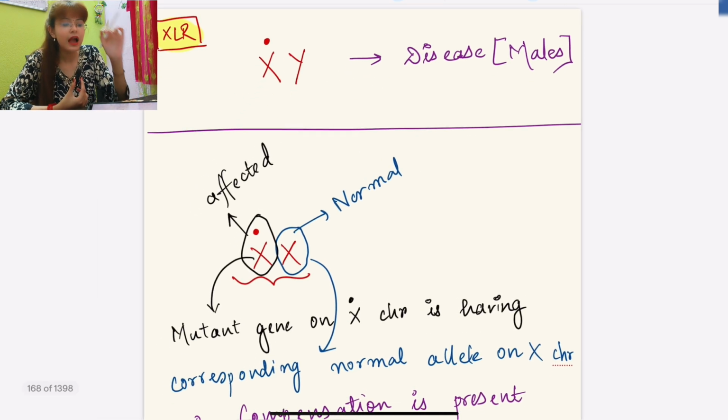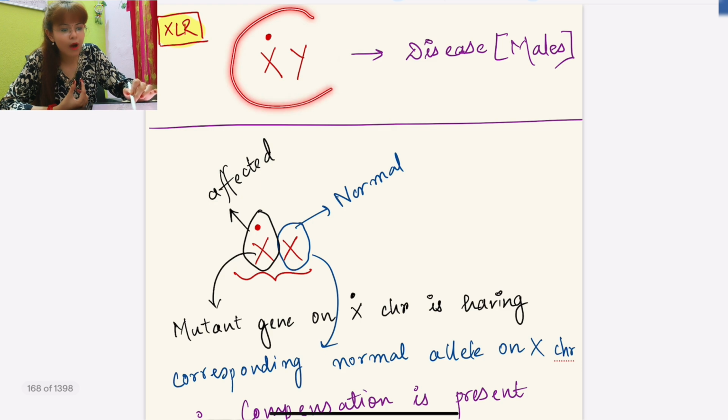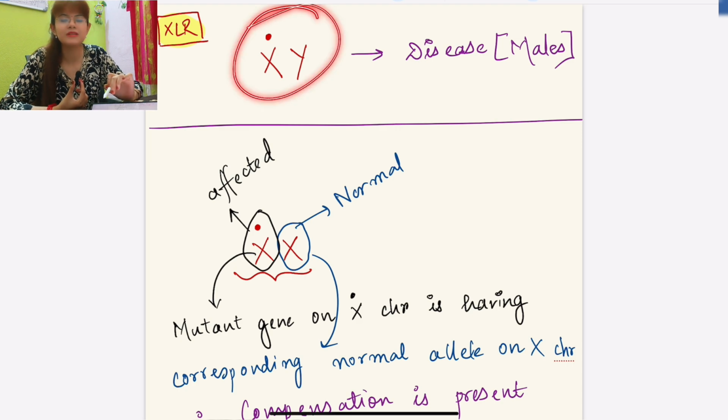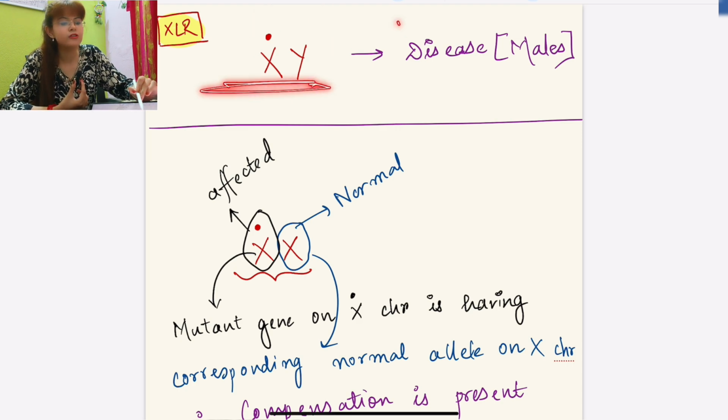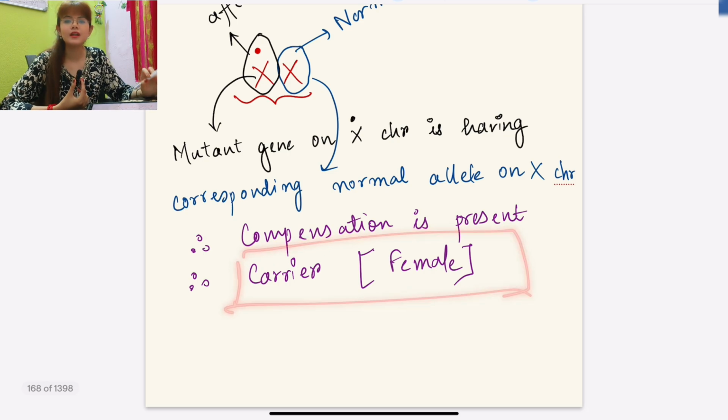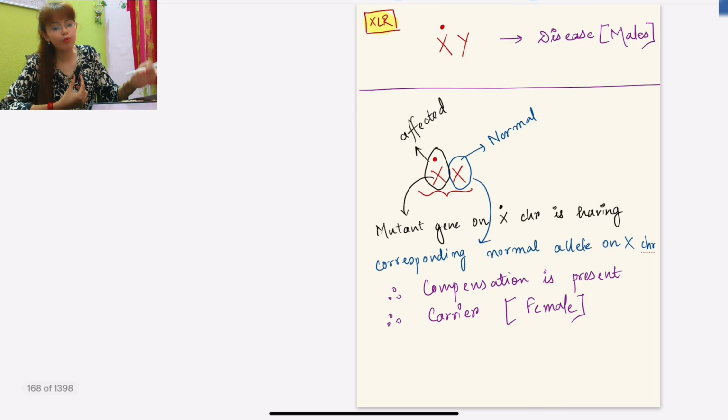On the other hand, if you talk about XY, this is defective, but there is no compensation. There is no second X chromosome here, and the alleles of the Y chromosome are completely different. It is not homologous. So this will give rise to disease because there is no compensation, and this is a male. Therefore, the male is diseased, but the females are usually carriers. Did you understand this? I hope yes.